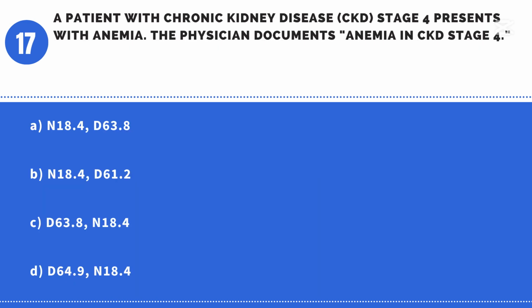Question 17. A patient with chronic kidney disease, CKD, stage 4 presents with anemia. The physician documents anemia in CKD stage 4. A. N18.4, D63.8. B. N18.4, D61.2. C. D63.8, N18.4. D. D64.9, N18.4.